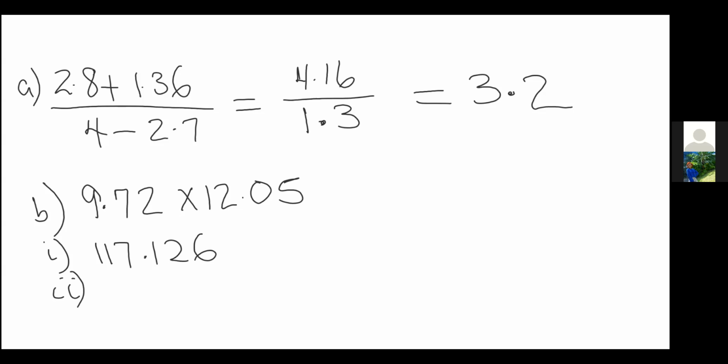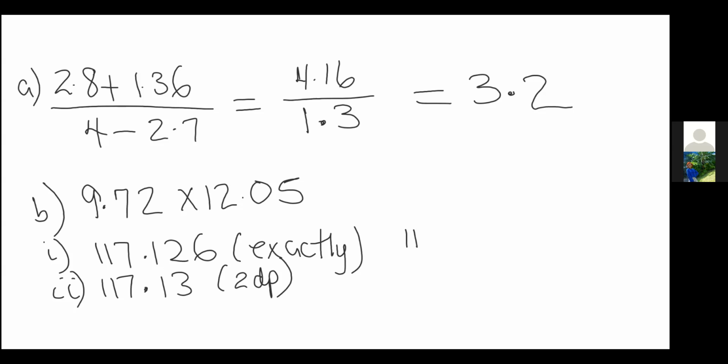corrected to 2 decimal places. And again, we know that decimal places are counted from behind the decimal point. So that's going to be 1, 2. So that means we have to watch the 6 and we're going to add 1. So therefore, our answer would be 117.13 to 2 decimal places, right?